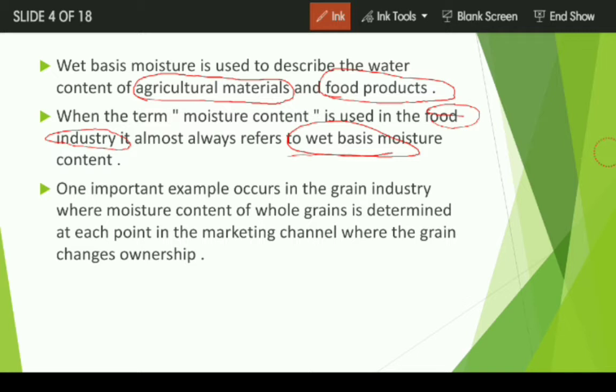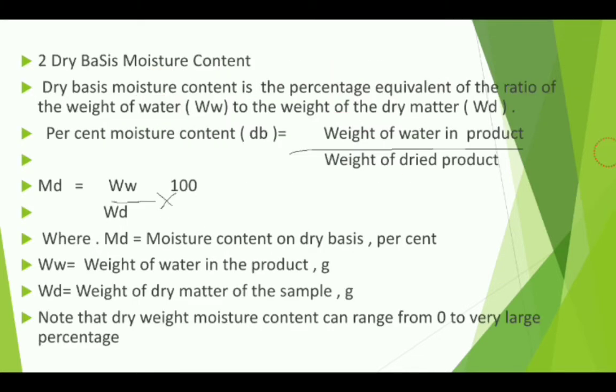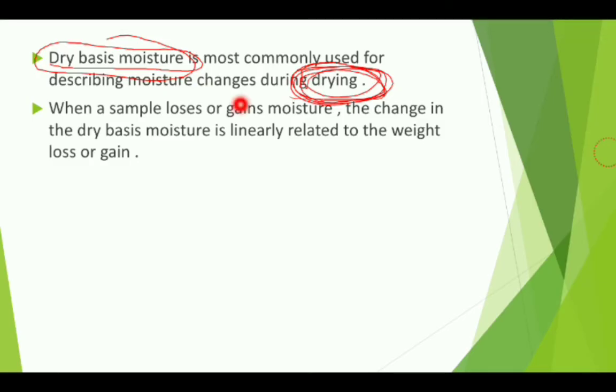One important example occurs in the grain industry, where moisture content of whole grain is determined at each point in the marketing channel where the grain changes ownership. When it loses or gains moisture, the change in the dry basis moisture is linearly related to the weight loss or gain.